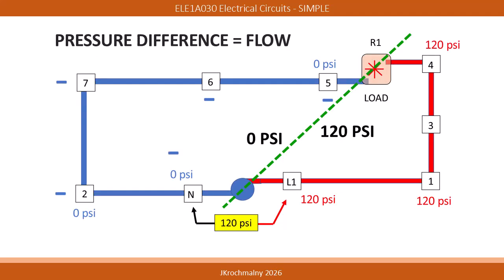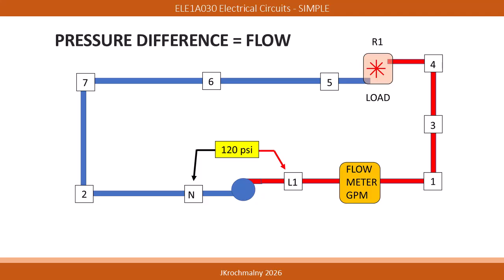In order for any flow to happen, there needs to be a pressure difference. The green dashed line represents the division between the two pressures: 120 psi discharge pressure on the right and 0 psi suction pressure on the left.